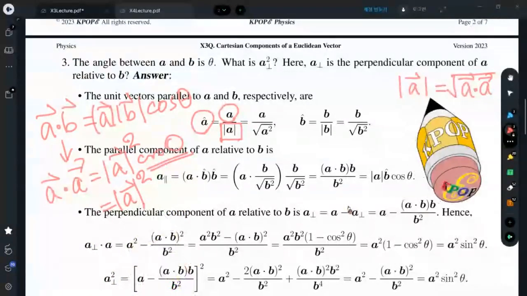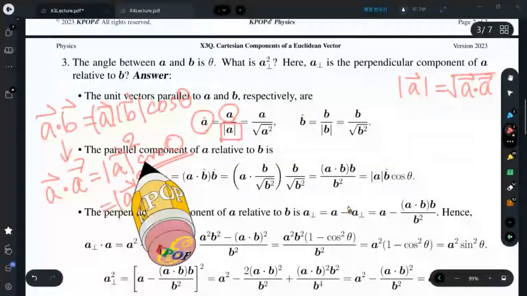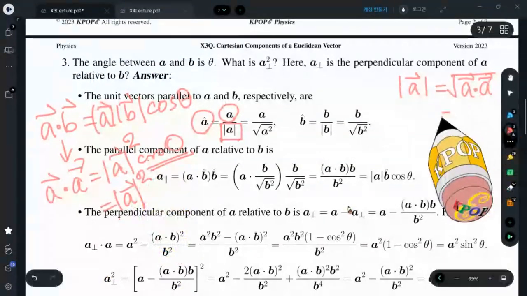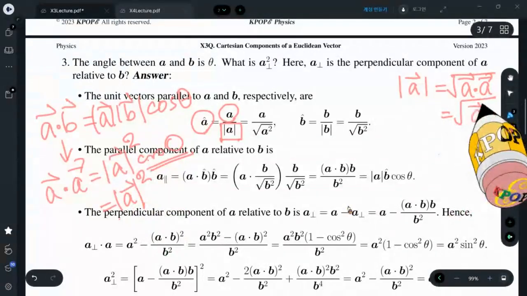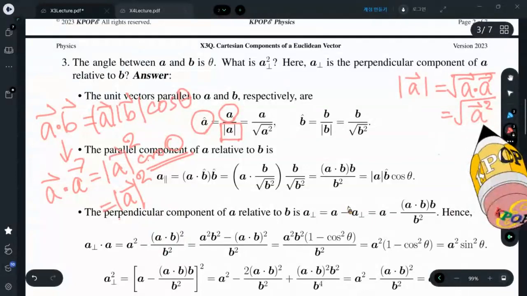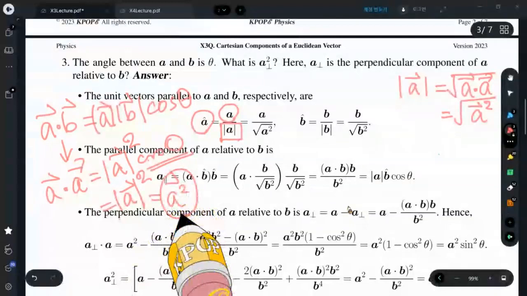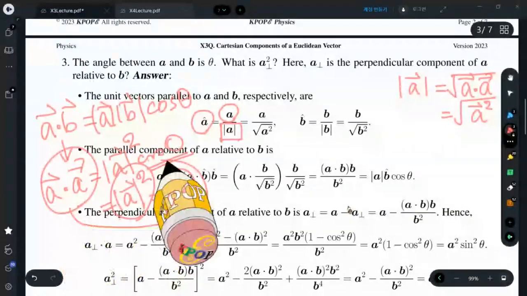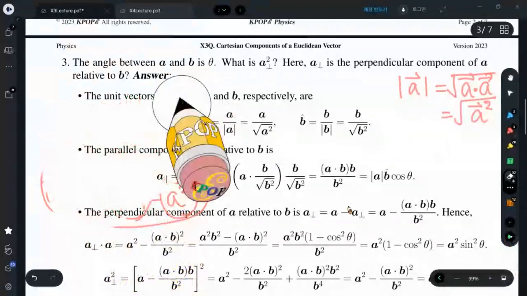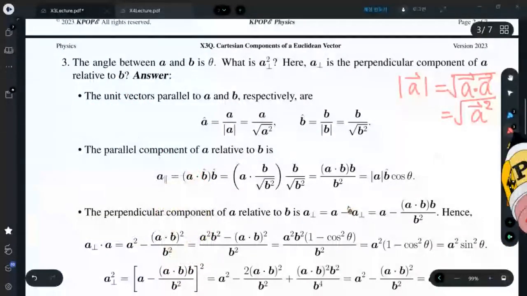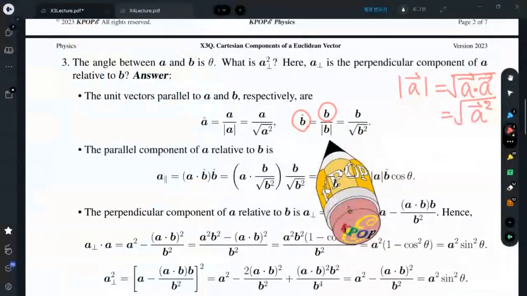Therefore, what is the absolute value of A? That is nothing but the square root of this. So either we write the square root of a dot a, or the square root of a squared. They are all the same. In a similar manner, b hat is b divided by its magnitude.